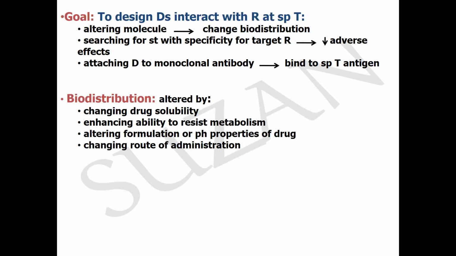So the goal is to design drugs that interact with the receptor at specific tissues. And this can be done either by altering the molecule, changing biodistribution, searching for structures with specificity for the target receptor, and therefore decreasing the adverse effects, or you can attach the drug to a monoclonal antibody, and this can bind to a specific tissue antigen.